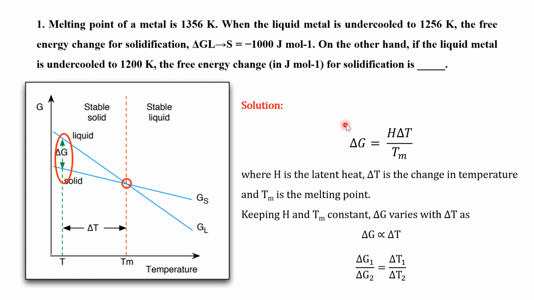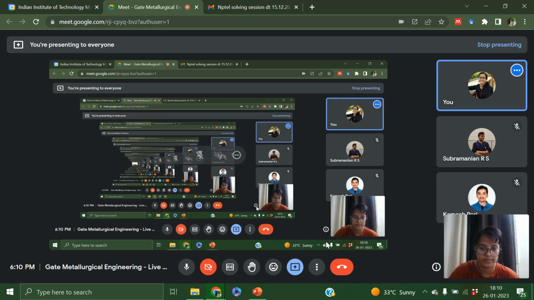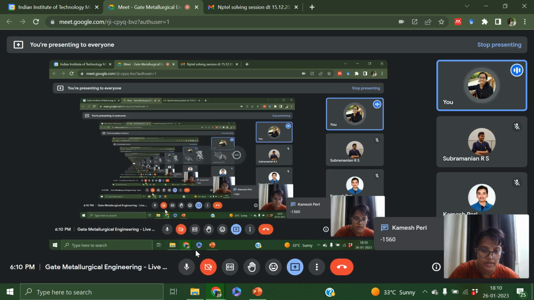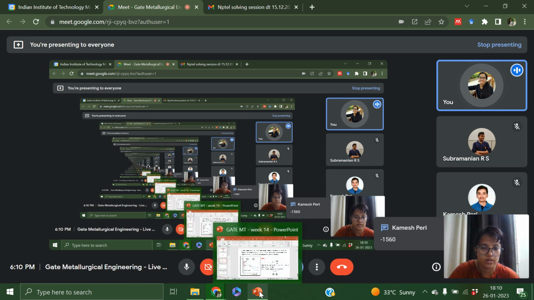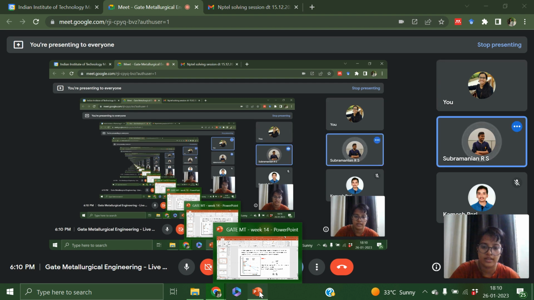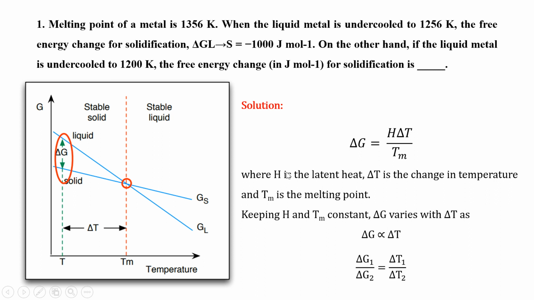So this is the basic equation. All you have to do now is find delta T, subtract these two values as well as these two values. Okay. Minus 1560. Is the other person also getting the same answer? Okay. So how it will be?